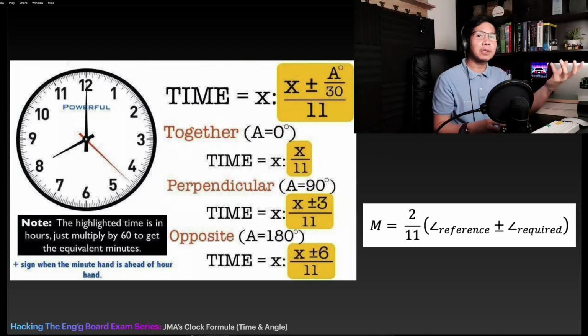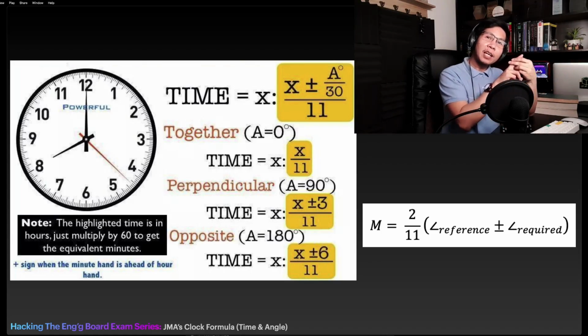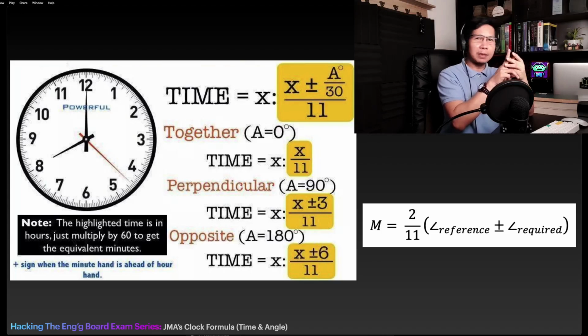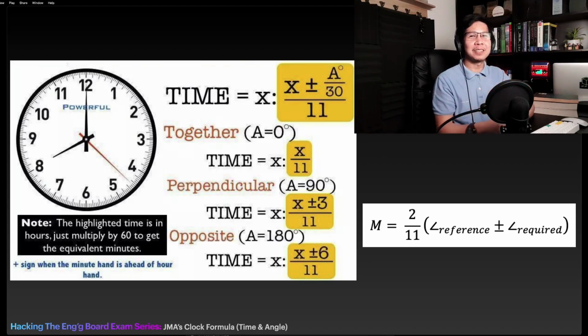So, I hope malinaw yan ha. So, yung plus sign, pag yung minute hand napatungan niya na yung hour hand at lumampas na. So, pag nakapatong na at lumampas, ayun, positive na yon. Pag hindi pa nakakalampas yung minute hand doon sa hour hand, negative pa yon, or negative ang gagamitin mo. Now, I hope nakuha niyo yung part na yon.